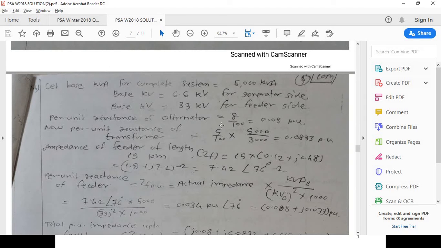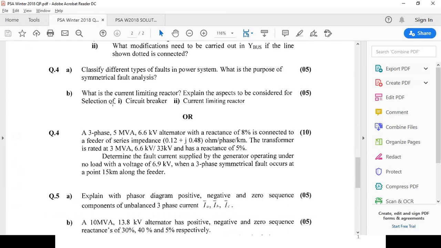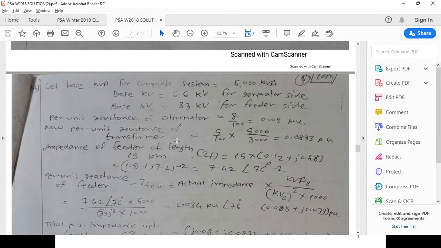Now the per unit reactance of the alternator is given as 8%, that is 8 by 100, equal to 0.08 per unit. The reactance of the transformer is given as 5%, but as per the new base value we have to use the change of base formula. So 5 by 100 into the new base value of power upon the old base value of power. What is the new base value of the power? 5000, and for the transformer the old base value of the power is 3000. So it will be 0.0833 per unit. So now you have the per unit reactance of the alternator and the per unit reactance of the transformer.